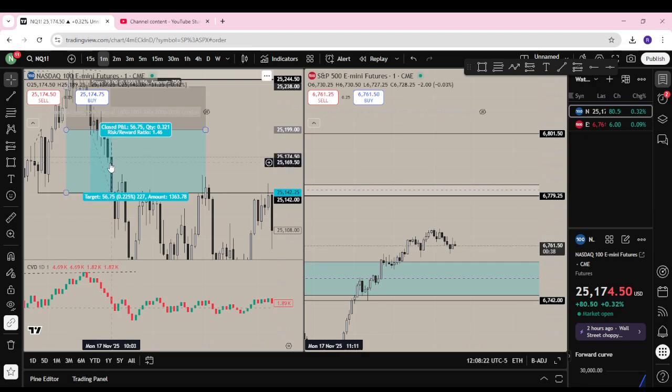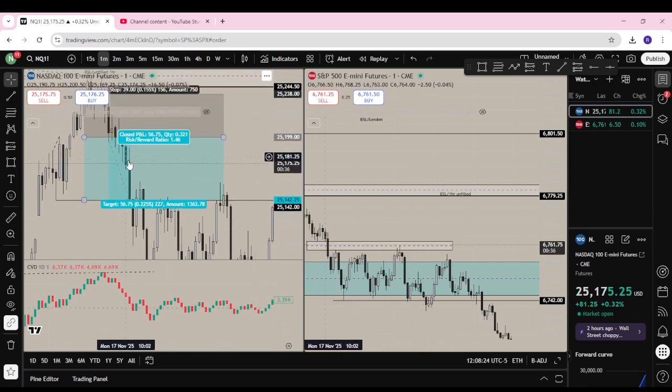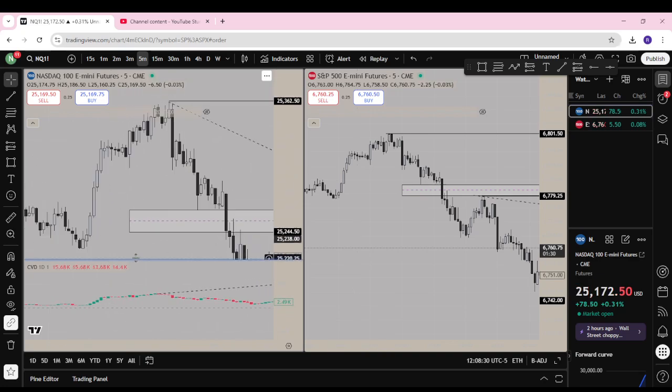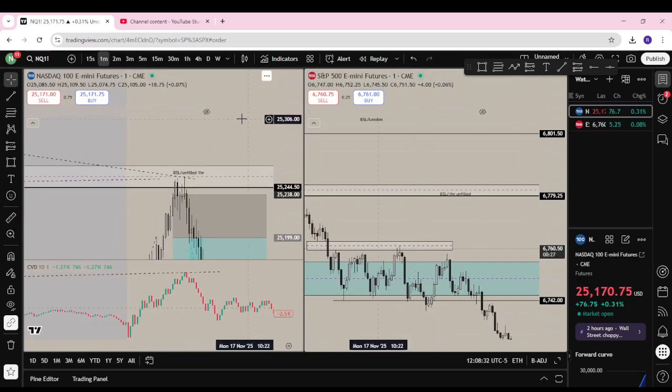If even, like, it delivered to TP in like what? 1, 2, 3, 4, 5 minutes. Basically less than 5 minutes delivered to full take profit. It was a perfect trade. It was completely A plus.